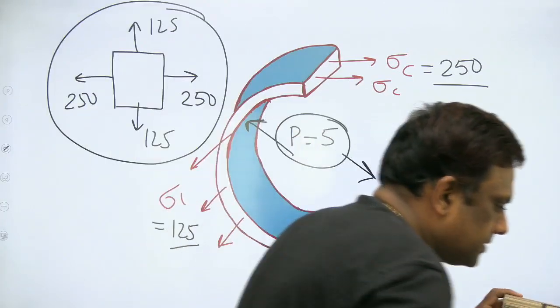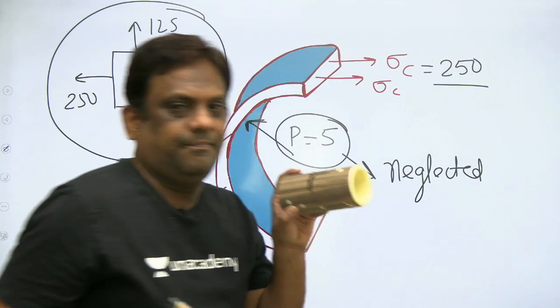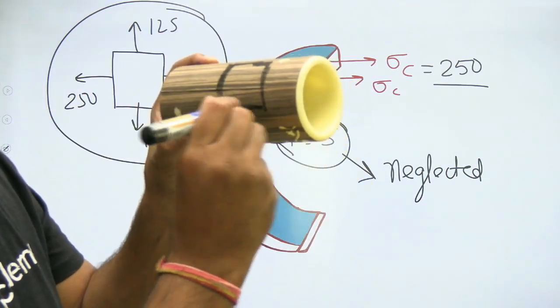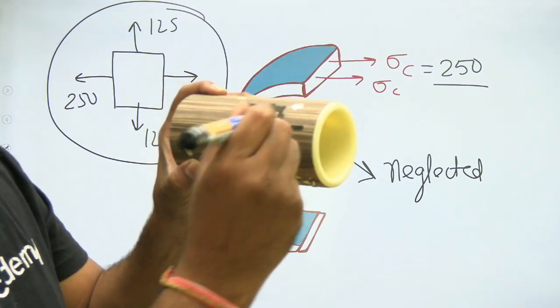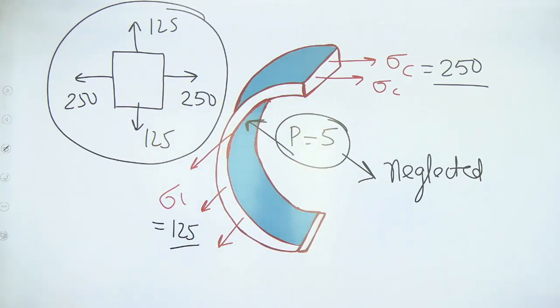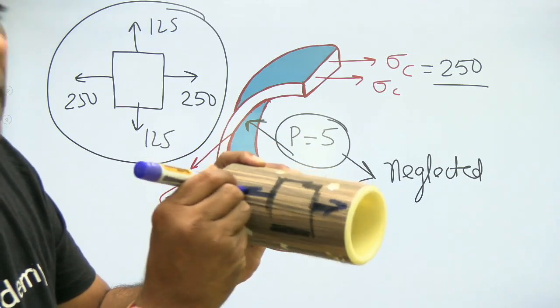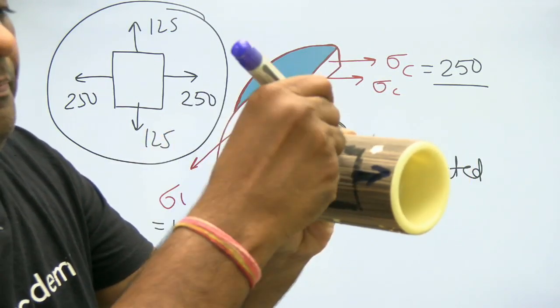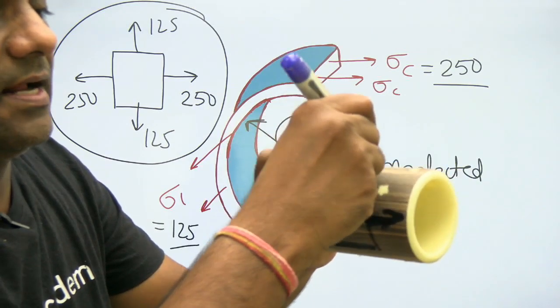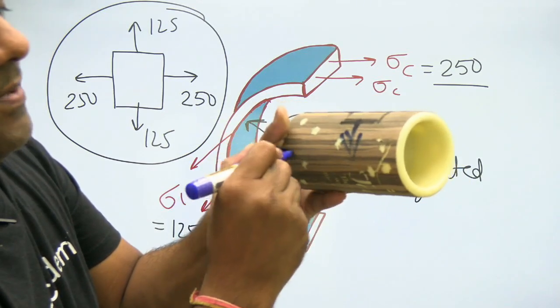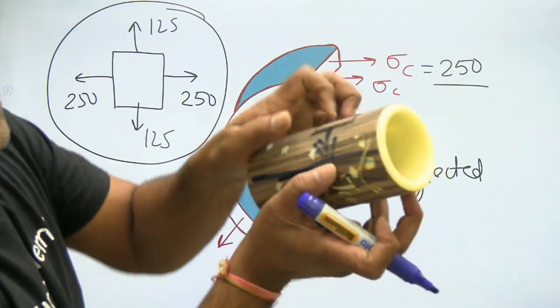Can you see? One second. Yeah, very good. So have a look once. Look at this, this is lengthwise. I'll take another color so that you can see easily. This is lengthwise, this is longitudinal. This is circumferential. Look, if you cut the circumference, it is trying to open up.